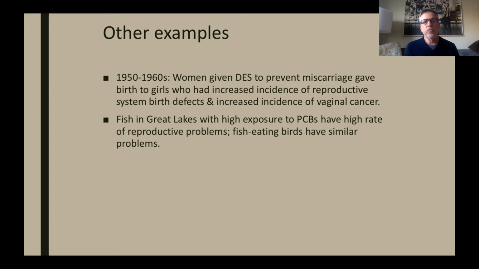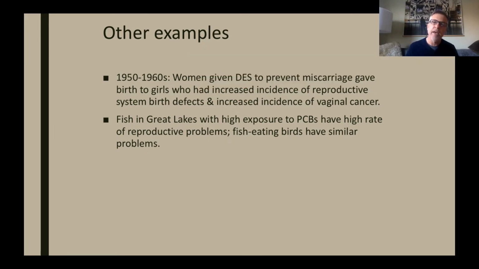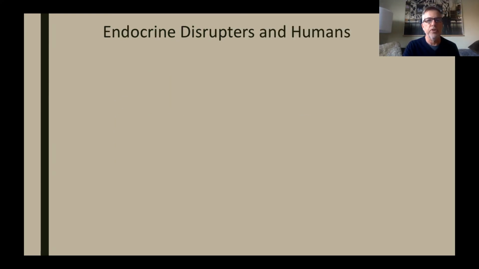Fish in the Great Lakes that have high exposure to PCBs have a high rate of reproductive problems. And so the fish that are eating these birds have similar reproductive problems, showing you that these chemicals can affect the endocrine system. And finally, in a very famous experiment from a lab, male frogs were exposed to the herbicide atrazine, and they were feminized. They ended up looking more like females and had decreased ability to produce male gametes. Those are some examples of the kinds of things that have been observed.